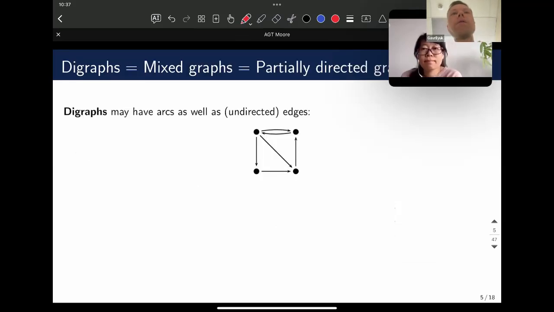Okay, so now in this work, we considered a directed version of this problem. We considered Moore digraphs. First of all, let me clarify what a digraph is. Digraphs may have arcs as well as undirected edges, which we sometimes call digons. In this case, an undirected edge can be considered as a pair of two arcs in opposite directions, like in this picture.